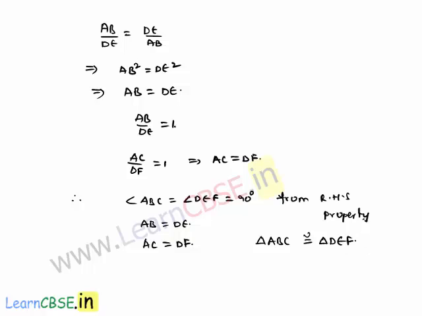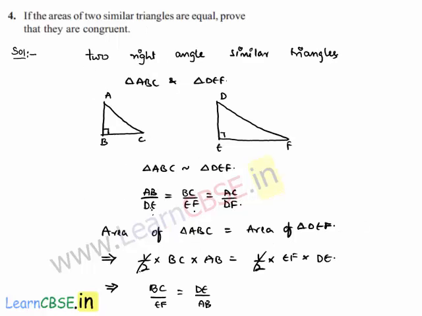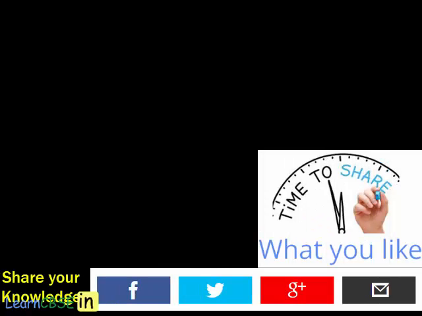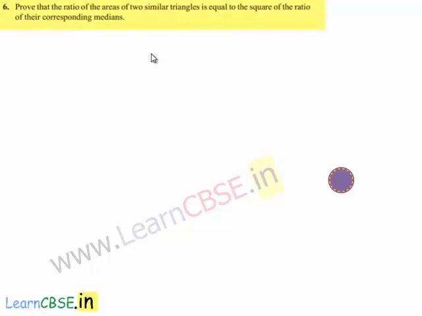Therefore, two similar triangles with same area will be congruent. Moving on to the sixth question. Prove that ratio of the areas of two similar triangles is equal to the square of ratio of its corresponding medians. Moving to the solution.